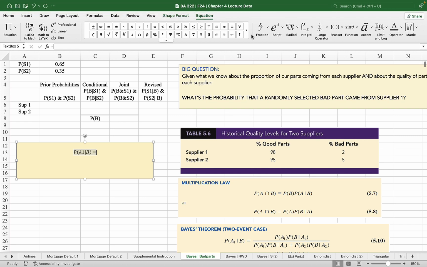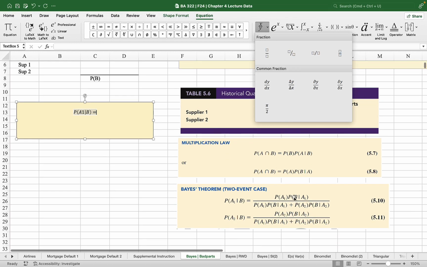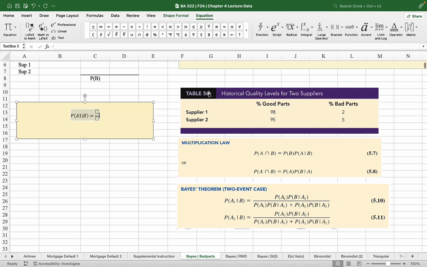And that's going to be equal to, borrowing from this first convoluted equation here, the probability that a part came from supplier 1 multiplied by the probability that it's bad given that it's from supplier 1. So in other words, the proportion of our parts that come from supplier 1 multiplied by the proportion of the parts from supplier 1 that are bad. And then in our denominator here, we are just looking for divided by the probability that they're bad. Well, that's a whole lot less than this going on here.